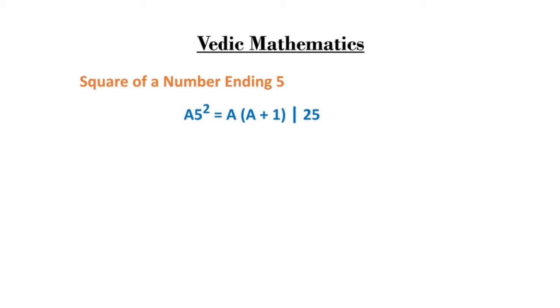Let us try to find the square of 25. In 25, the number remaining after removing 5 is 2. So, our first part is the product of 2 and its ekadhika 3. That is 2 into 3 equals 6. And the second part will always be 25. Therefore, 25 square is 625.